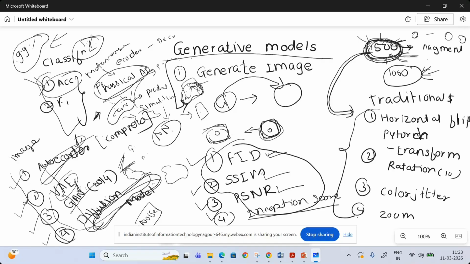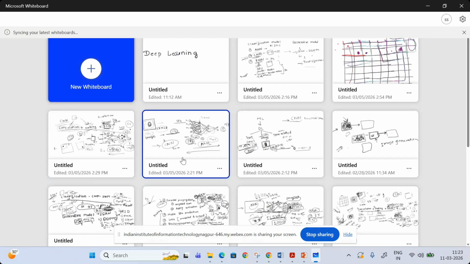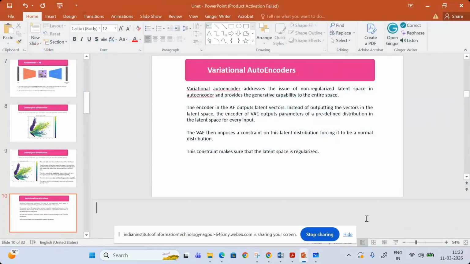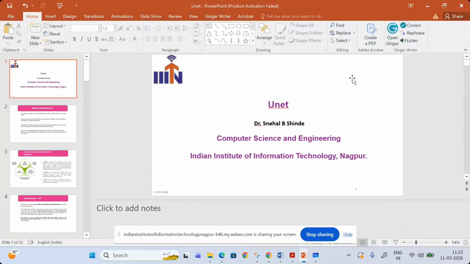So this is how diffusion model is used nowadays. So now we will actually go into this diffusion model, how it has come and now where it is. The main idea for diffusion model has come from the U-Net architecture. So we will now go through the slides and we will try to understand the things behind this architecture.